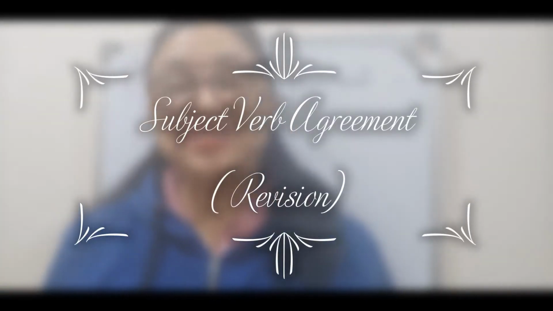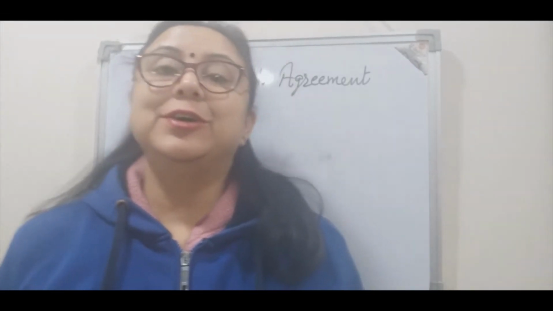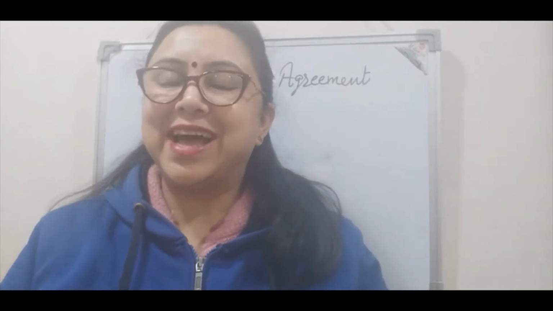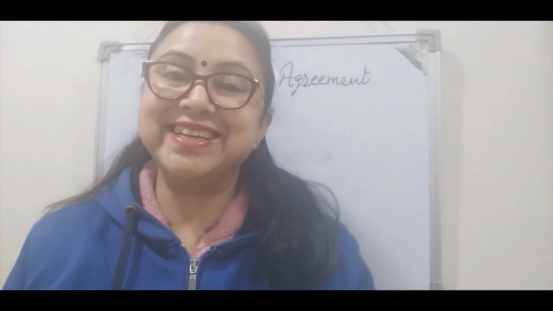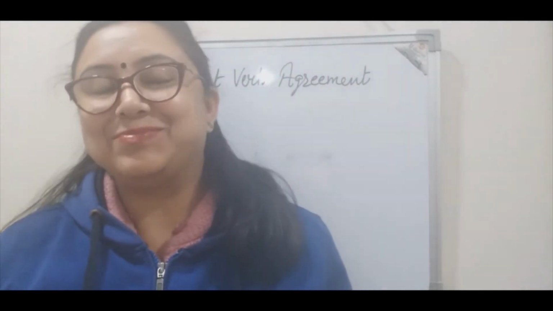So in today's session, we will be doing a quick revision of the topic subject-verb agreement. So what is it exactly? By subject-verb agreement, we mean that the subject and the verb should have a perfect combination, right? The subject of the sentence must agree with the verb, and the verb must agree with the subject, right?